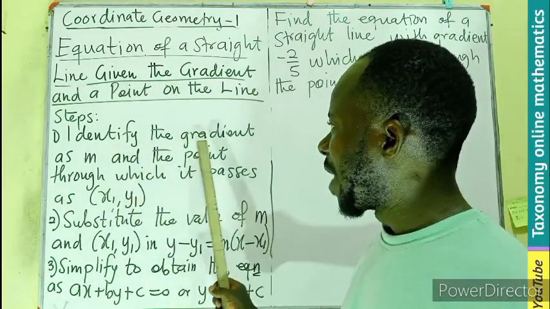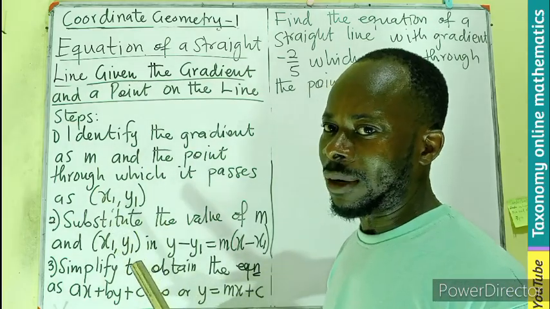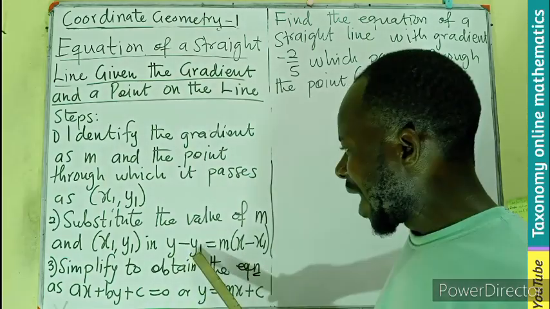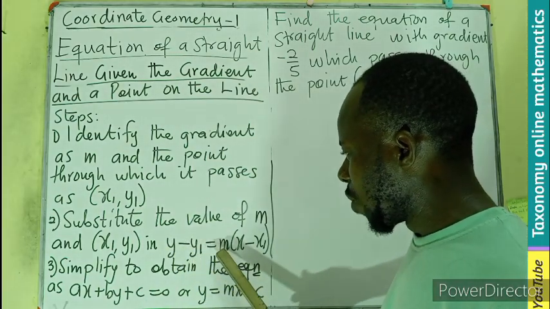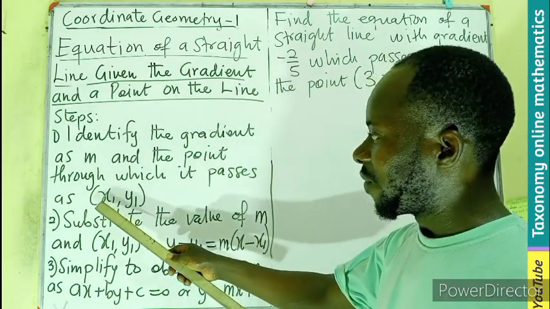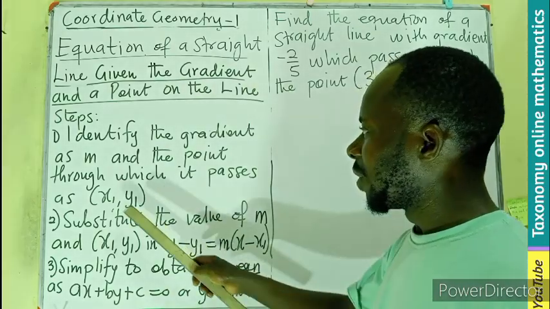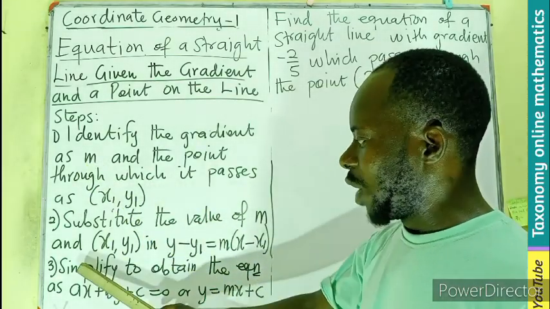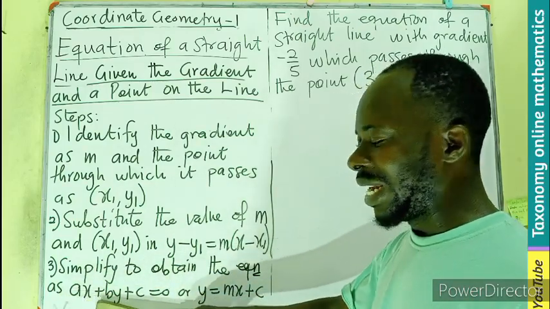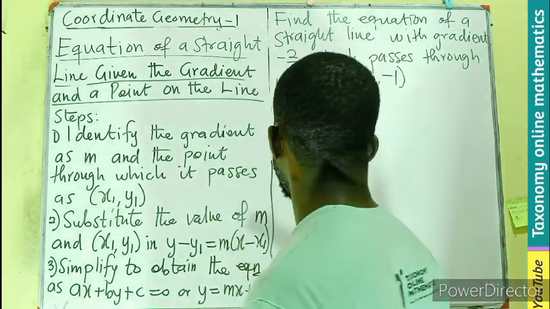Step 1. Identify the gradient as m and the point on the line as x1, y1. Then substitute that into the point-slope form, y minus y1 equals m times bracket x minus x1. That's the reason why we identify the first point as x1, y1, and m as the gradient. Then we simplify the given equation to obtain either the equation in the general form or in the intercept form. So let's see how we can apply that.